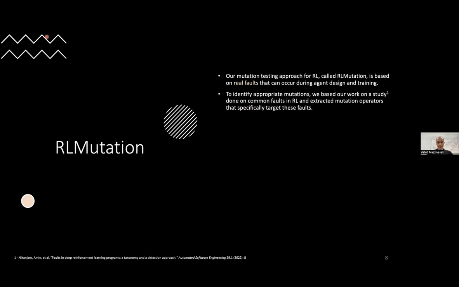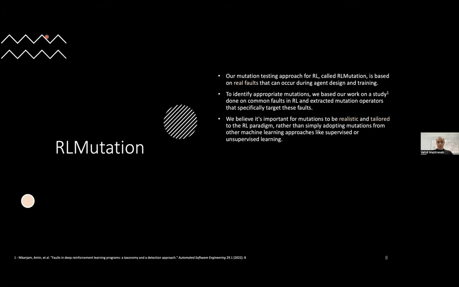This is where we come in. We created a framework for mutation testing for reinforcement learning. It is based on real faults that can happen during designing the agents and faults that can happen during training the agents. In order to do so, we based our work on a study that was done by some other colleagues in our lab, where they identified the faults that developers can make during training RL agents. We did this because we believed that the mutations should be realistic and specifically tailored for the reinforcement learning paradigm, rather than just adopting the same mutations from other machine learning paradigms.